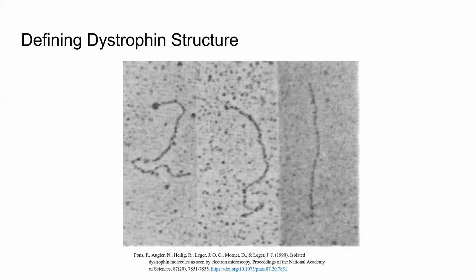However, we can use utrophin, which is a related protein to dystrophin that is also in the DAG complex, because it shares a lot of homology with dystrophin. So scientists can study utrophin to assume the structure and function of dystrophin from what they find from utrophin. And utrophin's structure has been identified with the use of cryo-electron microscopy.